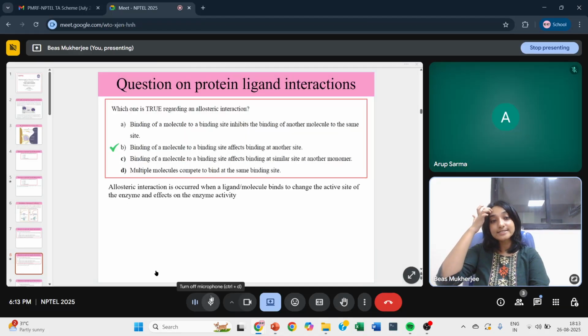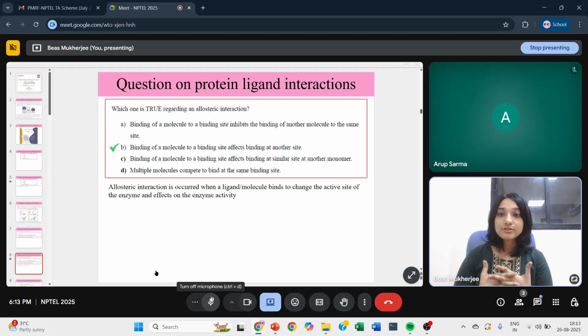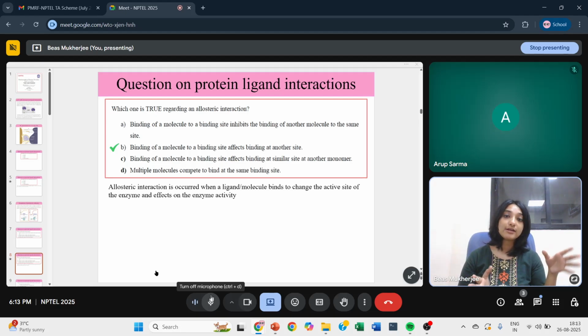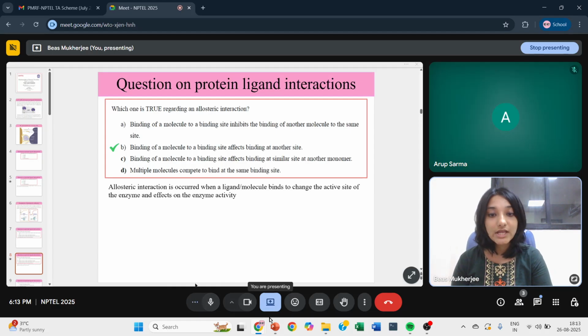Now, how else can you try to understand this? See, multiple molecules compete to bind at the same binding site. If you look at the perspective of inhibitors, you will realize that for a competitive inhibitor, multiple molecules are binding at the same binding site, and that is the inhibitor and the substrate. These are both binding to the active site. Right? So this is how, if you look at the other points, they will actually get eliminated.